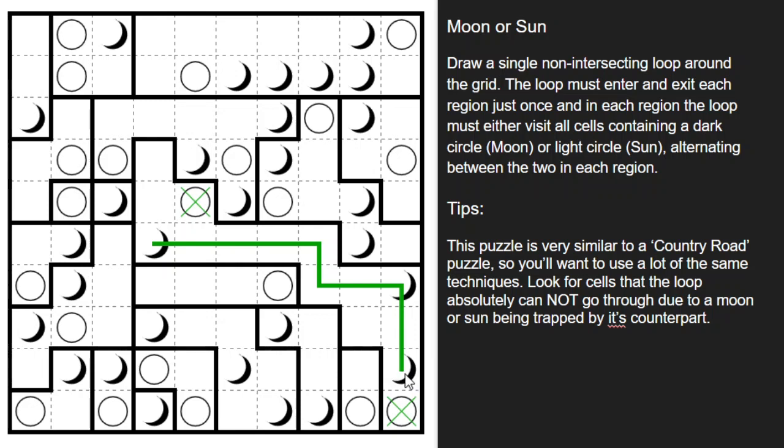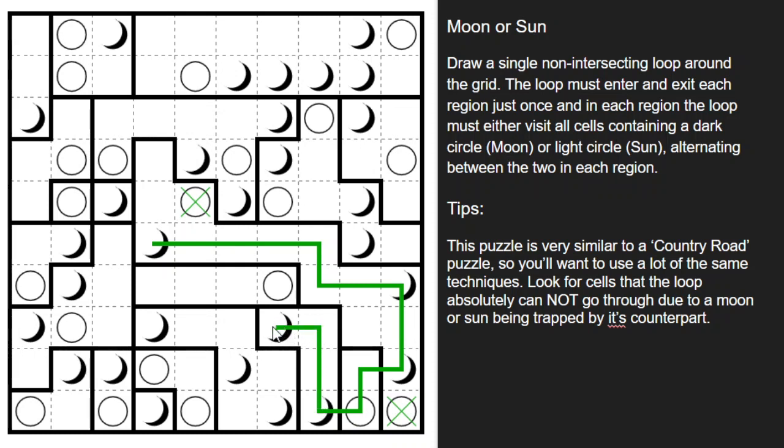Now we've hit a corner here, we can't go down and we can't go right. So obviously it has to take a turn here. Once it's entered the region, it has to hit all the suns and moons. There's only one, so we have to go down here. And this is another corner. We can't go right, can't go down, so we have to come left. Now we've hit the moon. We have to hit both moons before exiting.